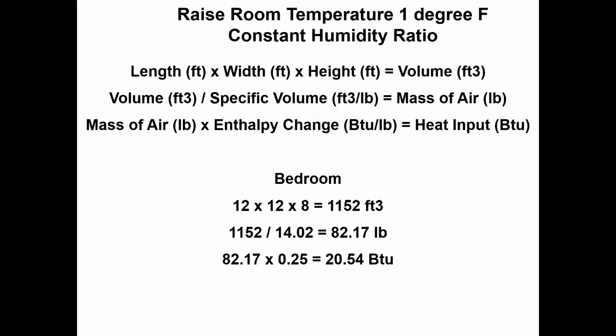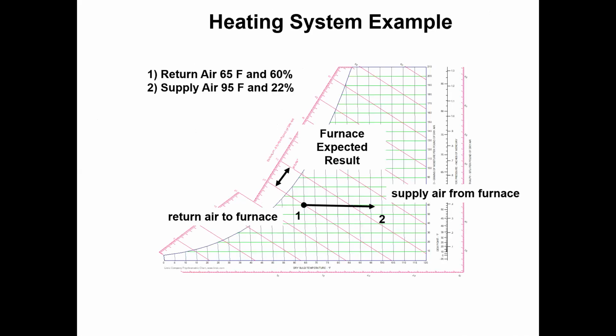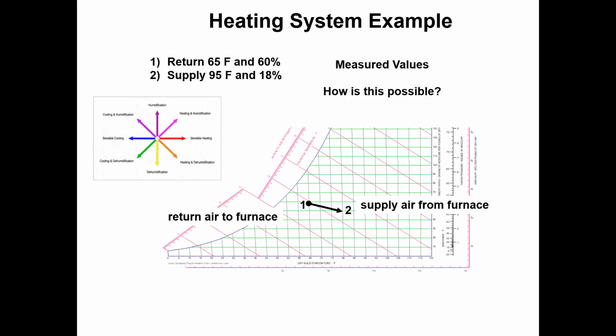We have to find the volume of the bedroom. Volume divided by specific volume is the mass of air, the total mass of the air. Then the mass of the air times the specific enthalpy is the heat input, how many BTU we require for that. We just mark all this on the psychrometric chart, and we can find different values.